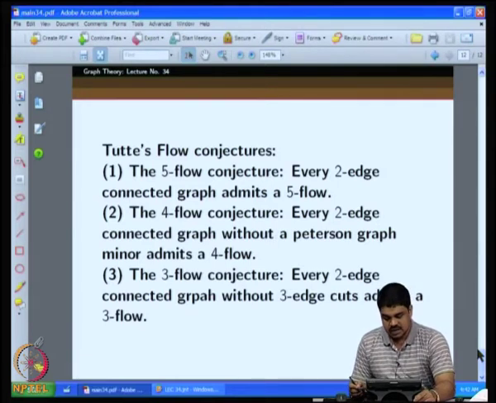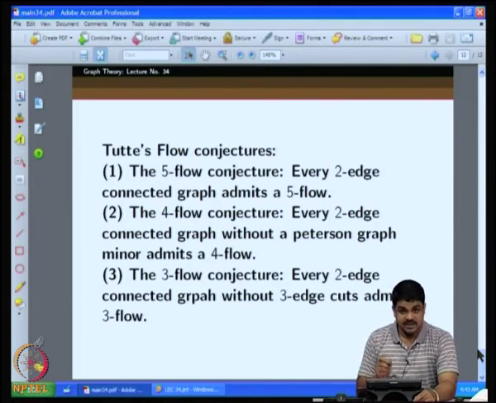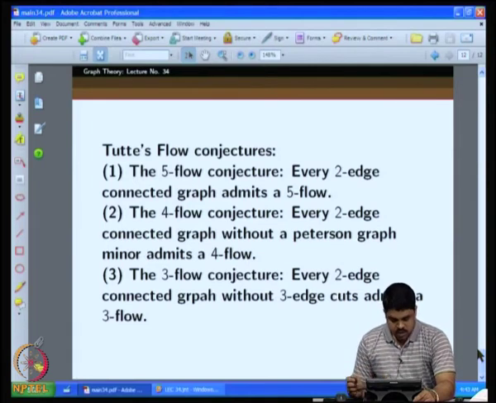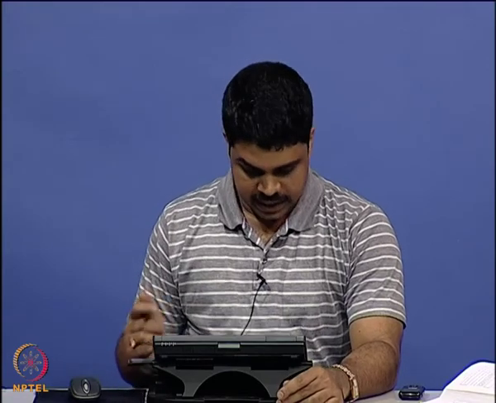He says every 2 edge connected graph admits a 5 flow. This is the 5 flow conjecture. It is known that every 2 edge connected graph admits a 6 flow. Whether it admits a 5 flow or not is still open. The 4 flow conjecture says every 2 edge connected graph without a Petersen graph minor admits a 4 flow. And the third conjecture, the 3 flow conjecture: every 2 edge connected graph without 3 edge cuts admits a 3 flow. These are very significant open problems in graph theory.